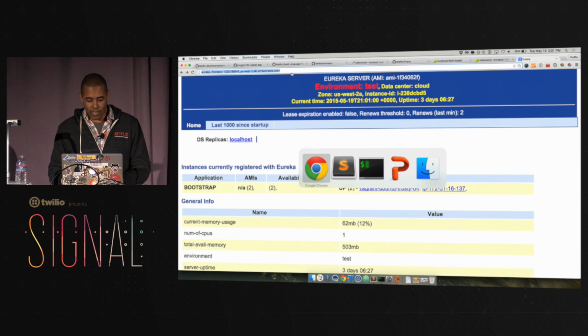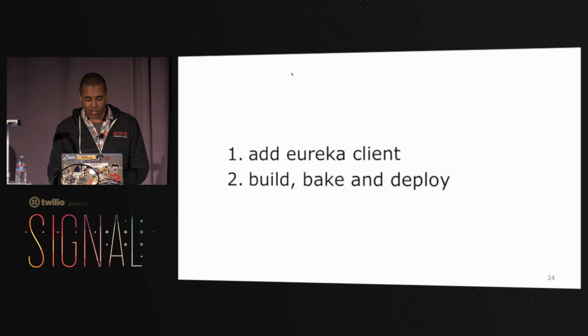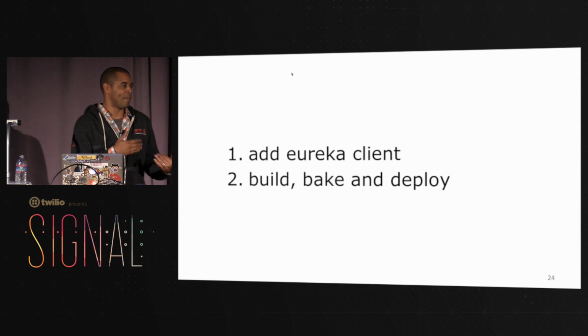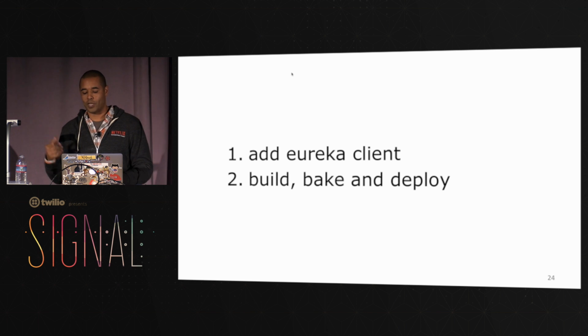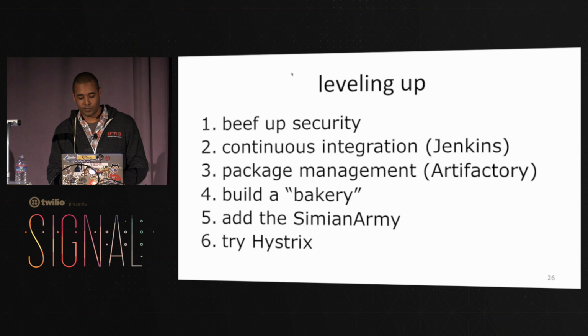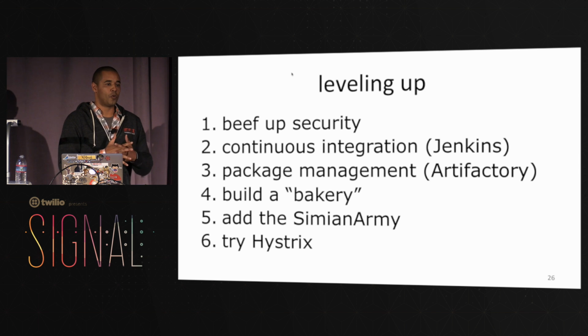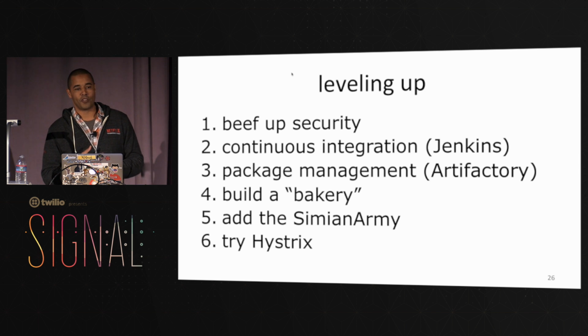I don't think I'm going to spend too much time talking about Eureka after that. In order to do that, we'd have to go through this. Once we made that code change, we have to go through the build cycle, build a new deb, bake that deb, and then deploy that to the cloud. So this is a really quick tour of how you would build, bake, and deploy using Netflix OSS.